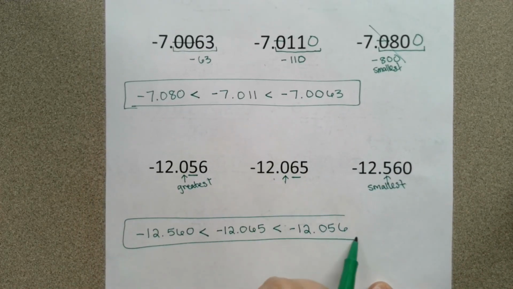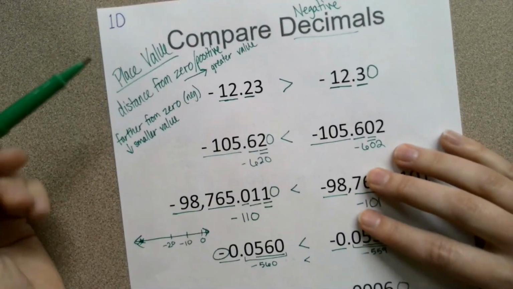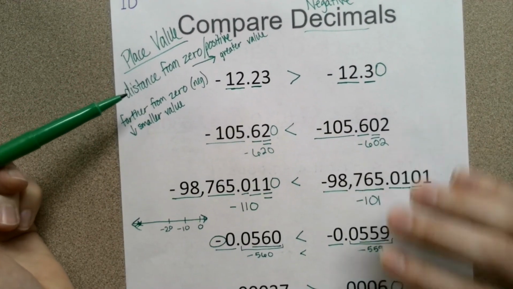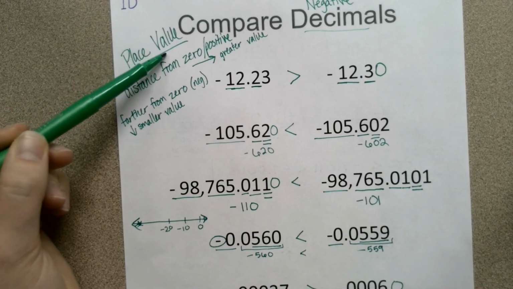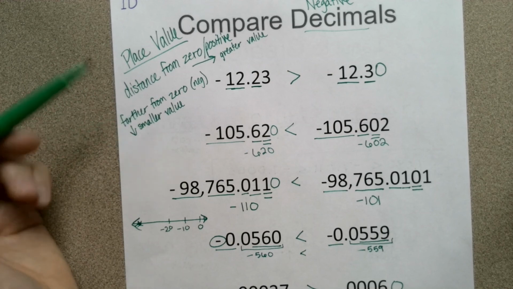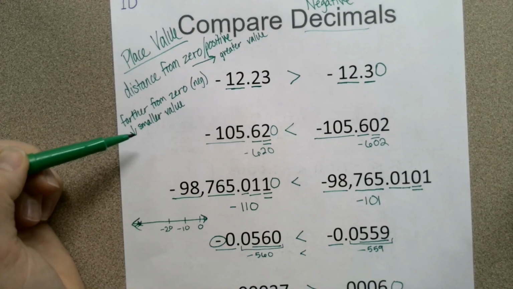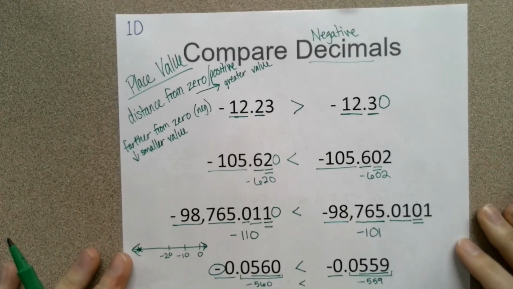When we are comparing and ordering decimals, we always want to look at the place value and think of it in terms of how far it is from 0 or positive numbers when they are both negative. The farther a number is from 0, the farther negative, the smaller the value is overall. So you want to keep that in mind.